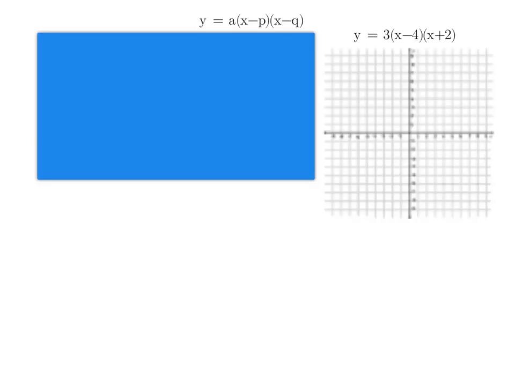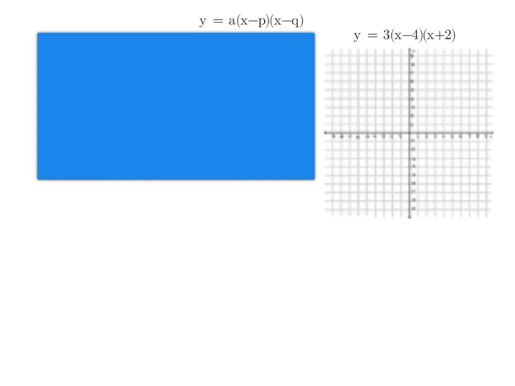Now that we know what a quadratic function looks like, let's delve a little deeper into intercept or factored form. Intercept or factored form is y equals a times the quantity of x minus p times the quantity of x minus q. The reason why this is called intercept form is because p and q are the x-intercepts or the solutions for the function.